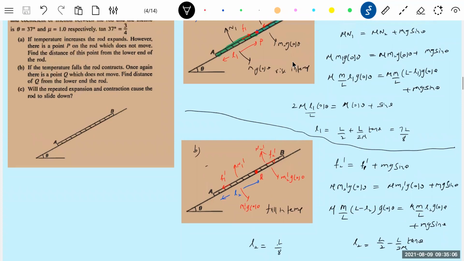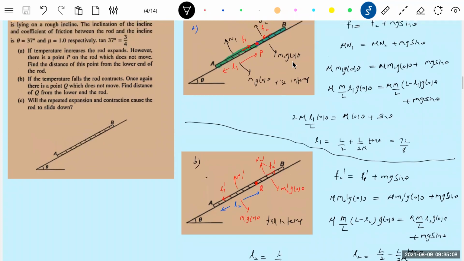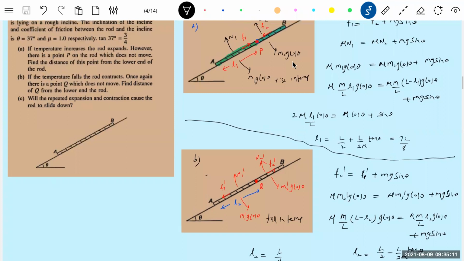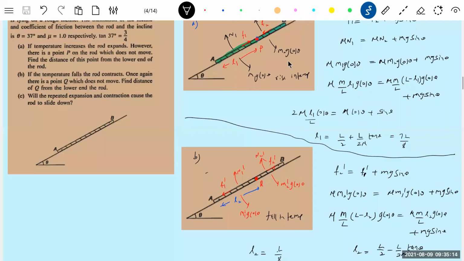Students should answer the last part because you have to analyze now. I'm displaying the total question. It should slide down, in one cycle. Why it should slide down? You can see the point P is at a distance 7L by 8. Here this lower part will move down. Here the L by 8 will move up. Then when you decrease it, again this L by 8 will move down. 7L by 8 will move up, but which will be more?